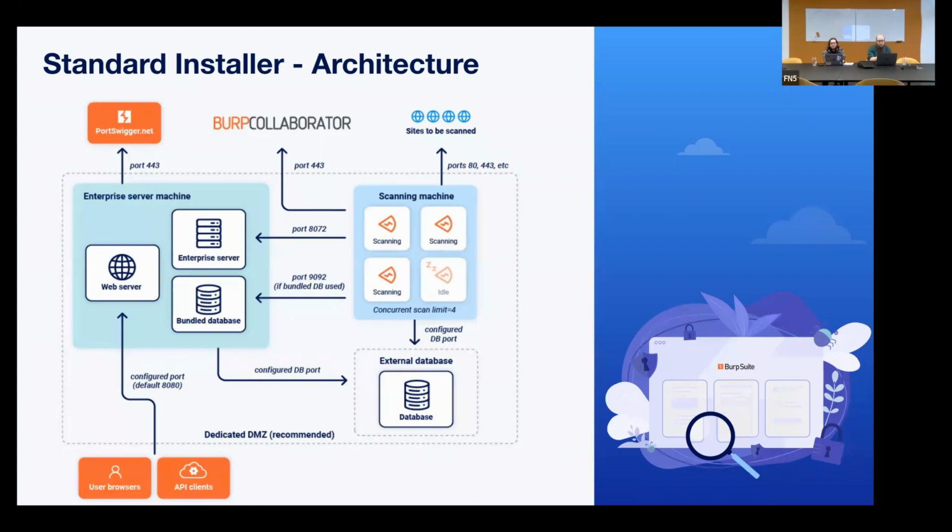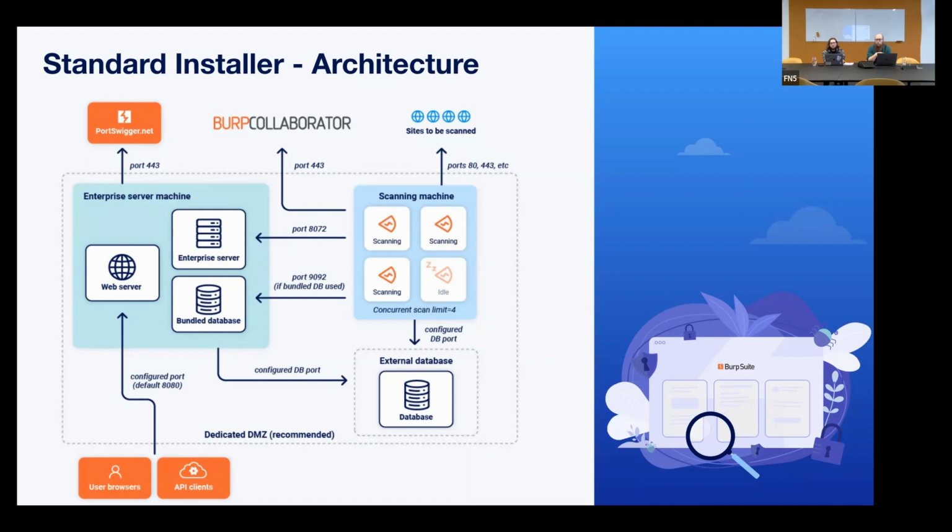We can see here that the enterprise server machine is living with the web server. That will be deployed to one machine. That can be physical or virtual. And then the scanning machine or scanning machines are deployed to their own machines as well. And that just extrapolates out over how many concurrent scans you want to run. And again, that information is included in our system requirements documentation.